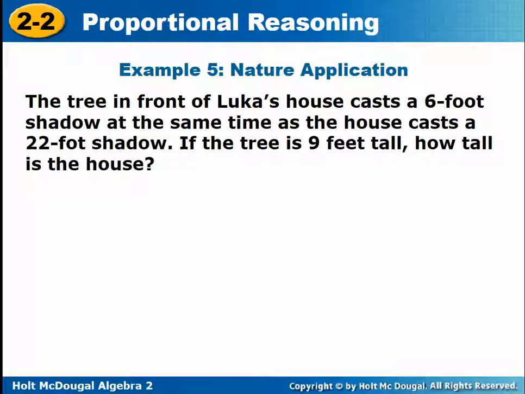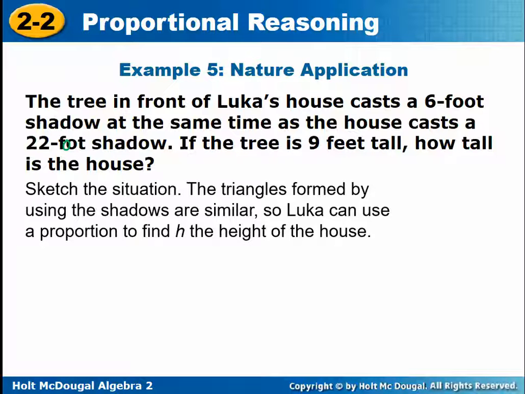A tree in front of Luca's house cast a 6-foot shadow at the same time as the house cast a 22-foot shadow. If a tree is 9 foot tall, how tall is the house? So this is called indirect measurement. You can use the shadow length at the same time in order to find the measurement of something that's too high to measure directly.